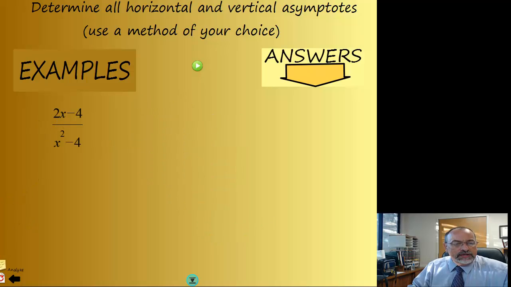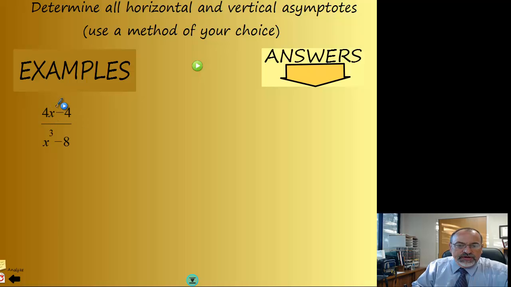Okay? All right, so let's look at another example. 4x minus 4 over x cubed minus 8. So, let's do the horizontal asymptote first. The degree of the numerator is a 1. The degree of the denominator is a 3. Numerator degree less than denominator degree, so my horizontal asymptote is at y equals 0.